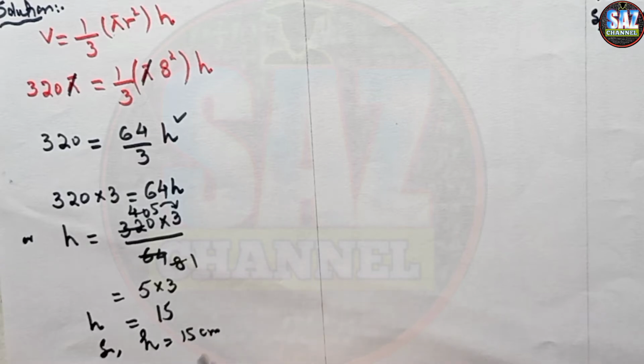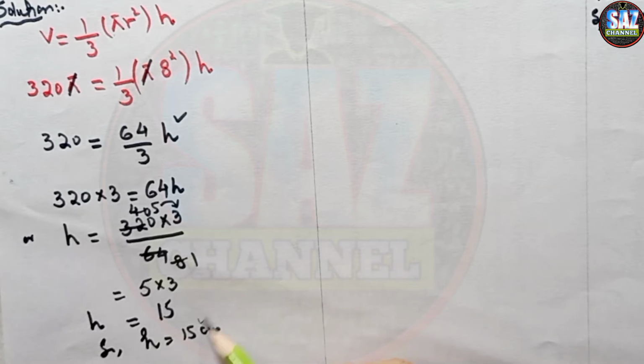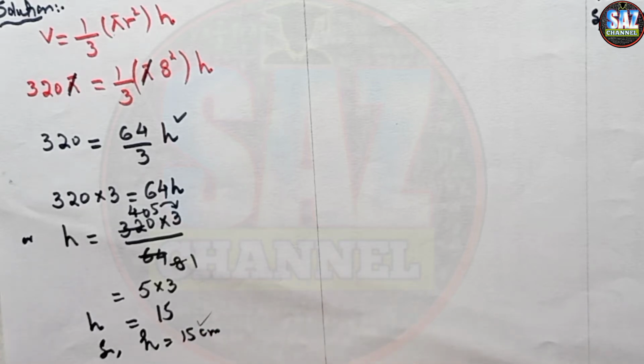I hope you are clear about this question, especially how we are making the calculation easy. This is really important to observe. Okay, let me reconfirm my calculation with the help of calculator as well. The 320 multiplied by 3 divided by 64, this gives me 15, so it means this answer is correct.